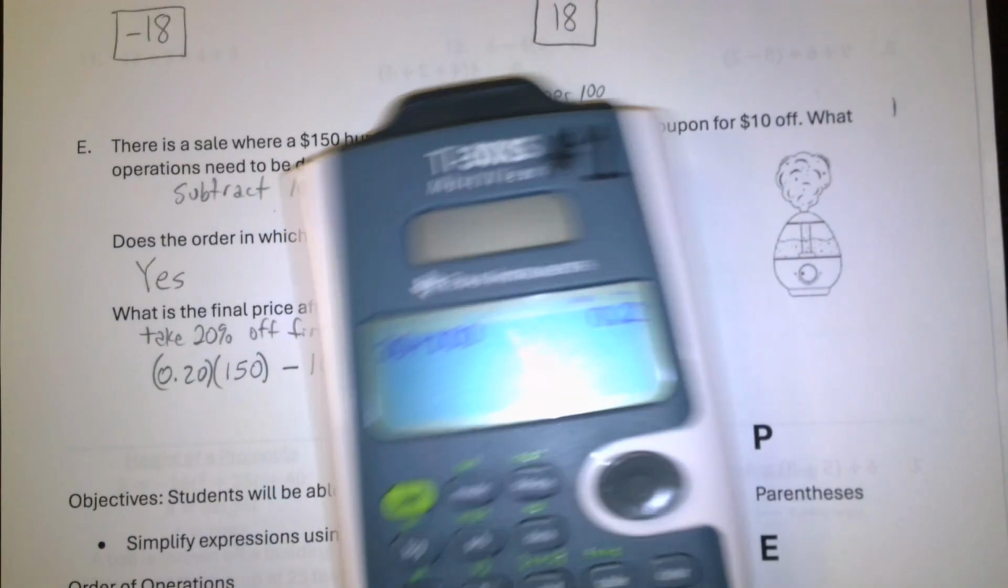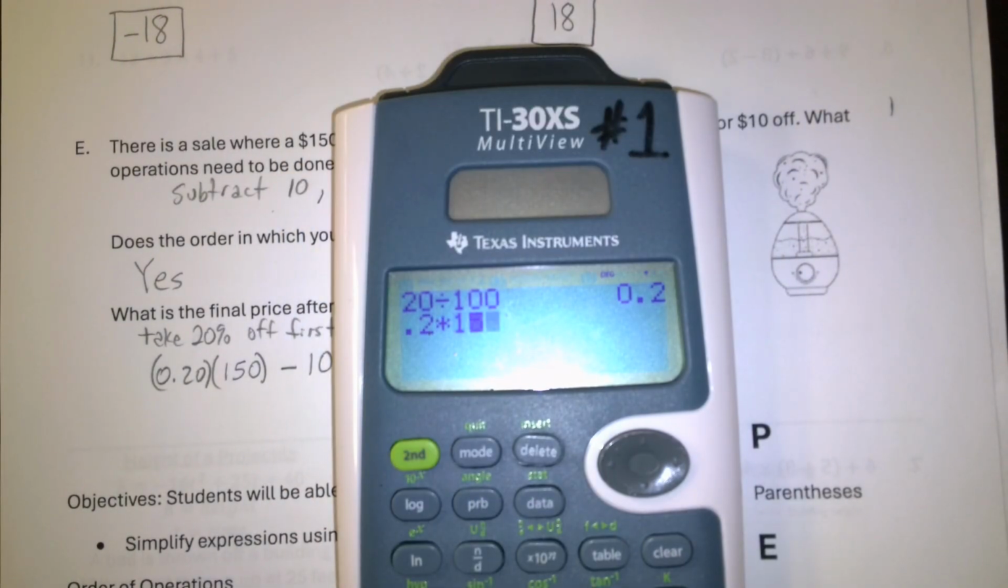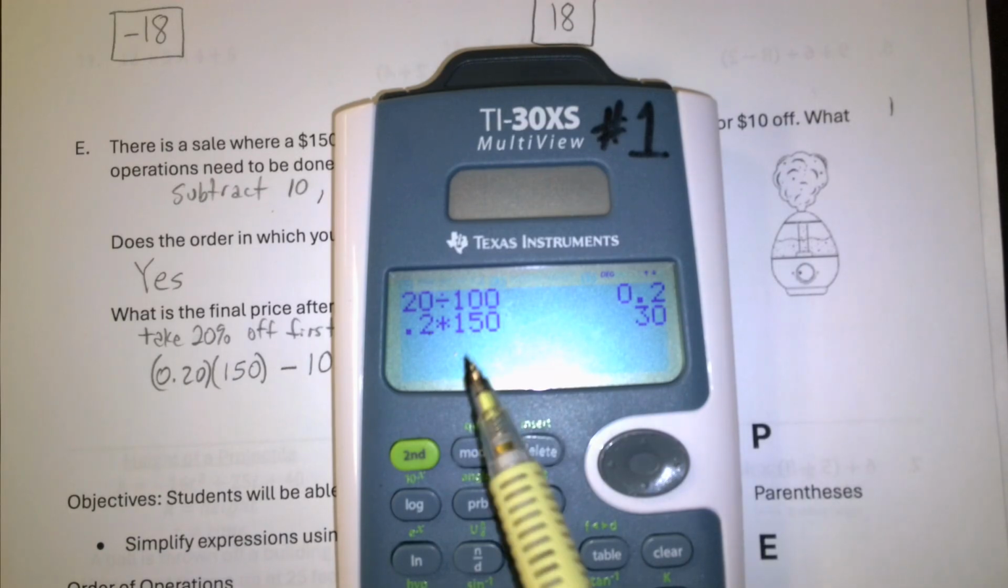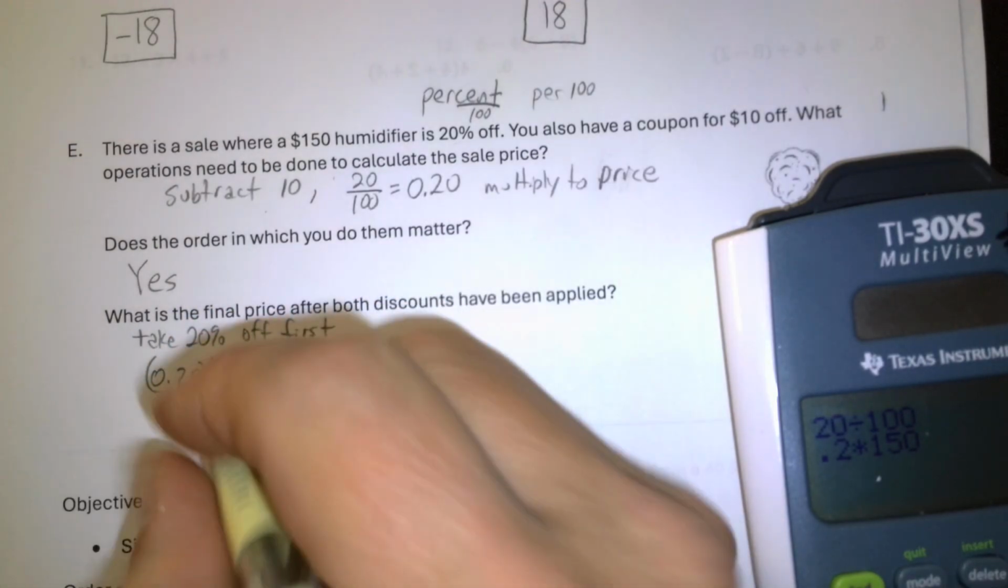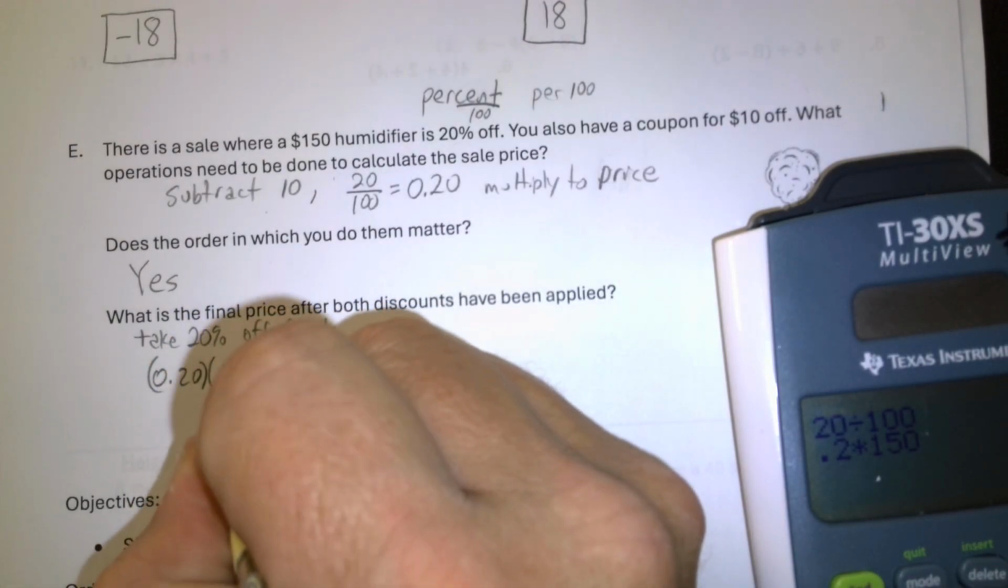So this is a calculator problem. I'm not expecting us to do this kind of math problem by hand. We have calculators. It's a great tool, so we should use them. 20% of 150 is $30. So this is actually going to be $30 off.